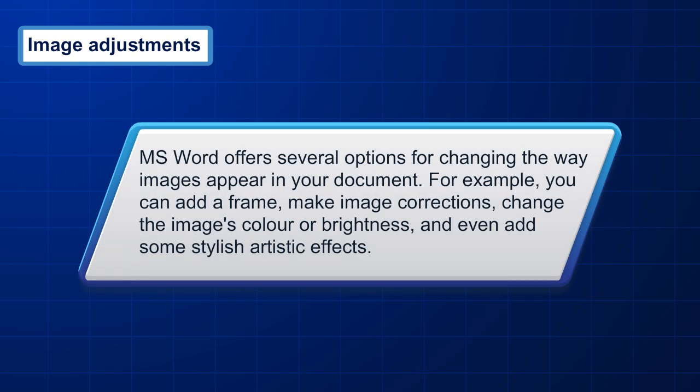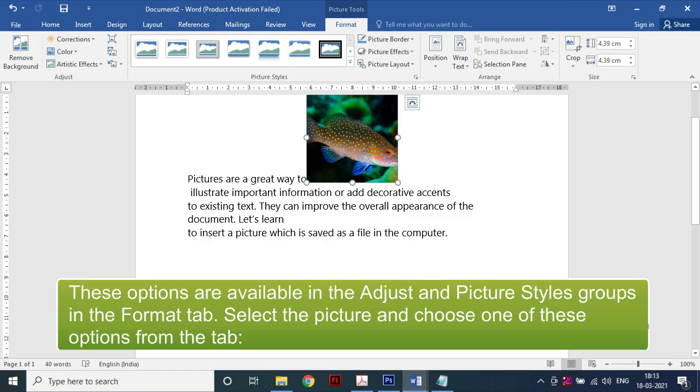Image adjustments. MS Word offers several options for changing the way images appear in your document. For example, you can add a frame, make image corrections, change the image's color or brightness, and even add some stylish artistic effects. These options are available in the Adjust and Picture Styles groups in the Format tab. Select the picture and choose one of these options from the Format tab.